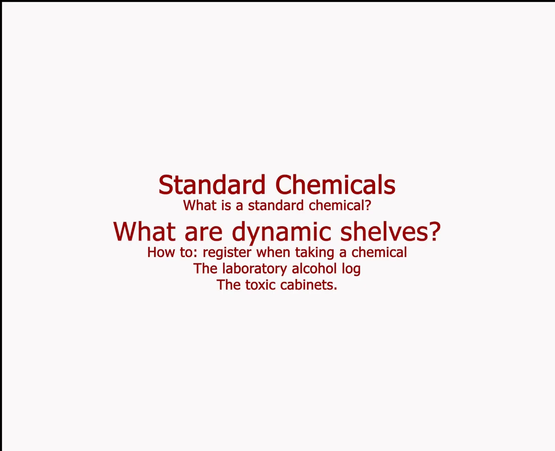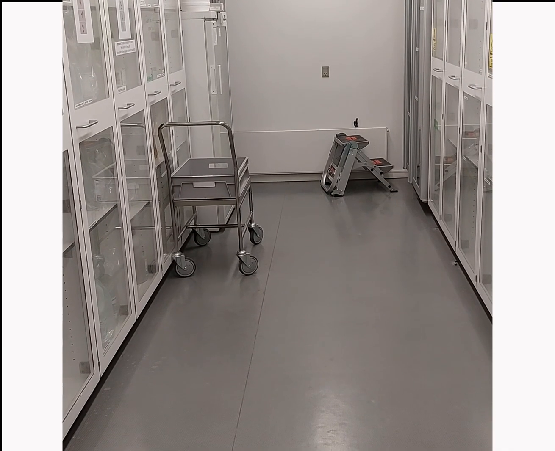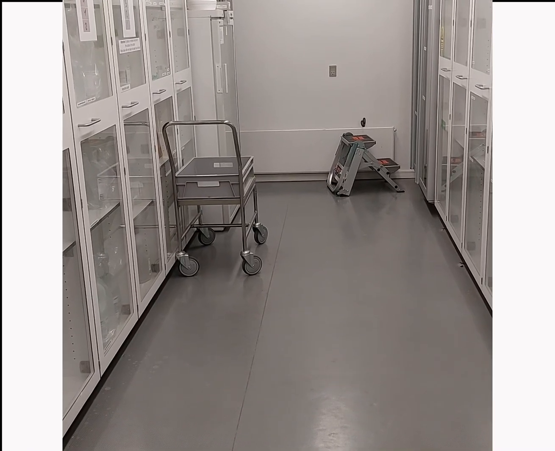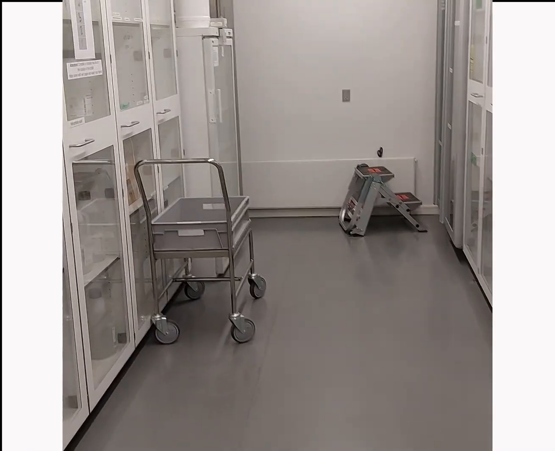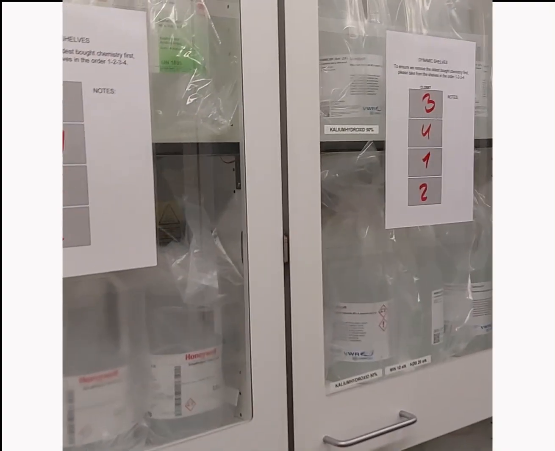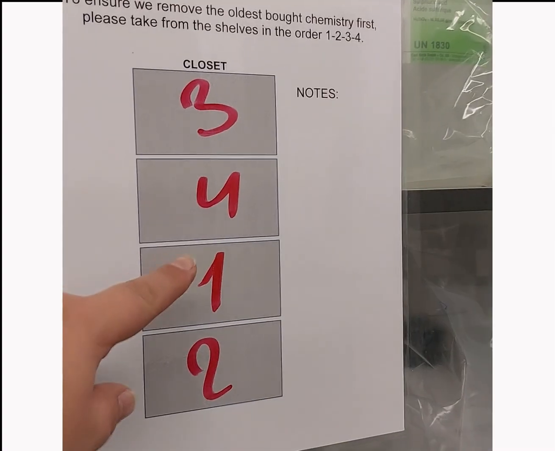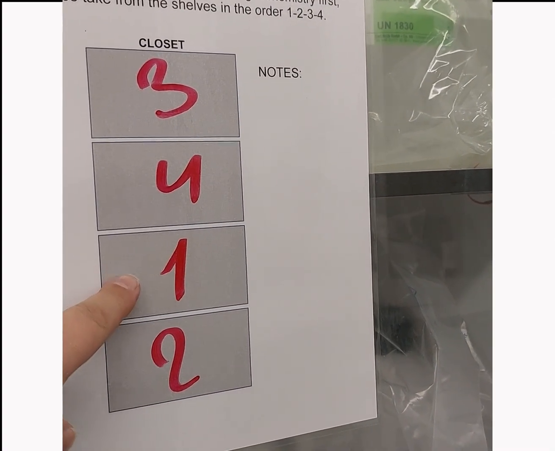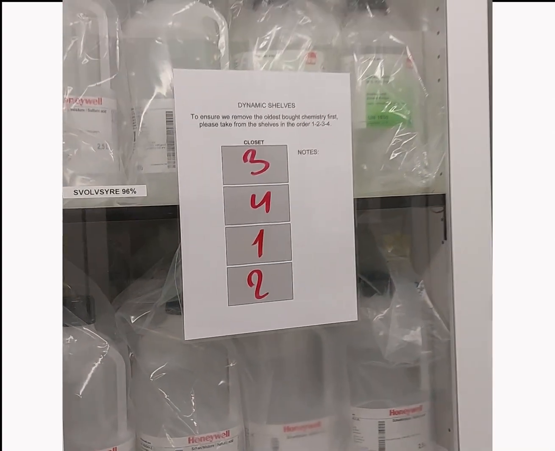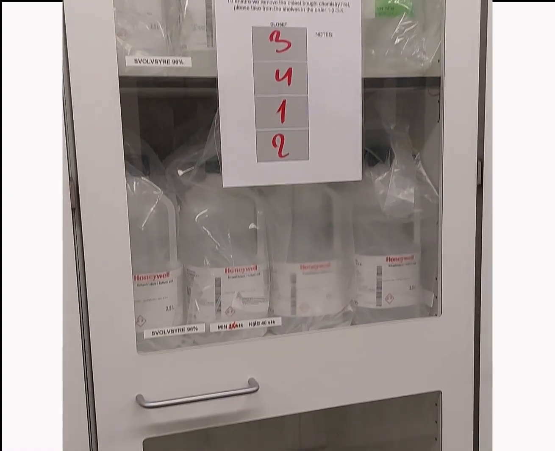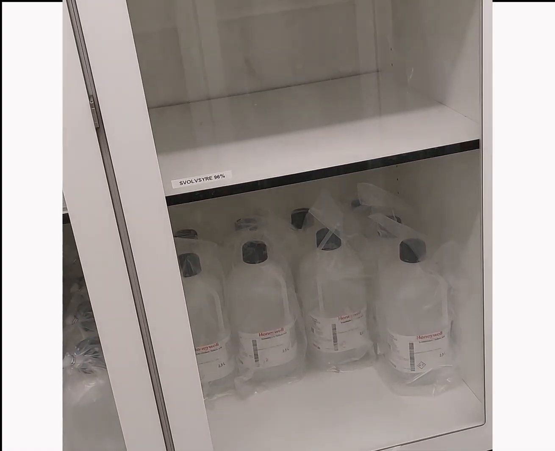What are dynamic shelves? At Nanolab we have many chemicals. Some are very unstable as they are, and some can become very unstable if they pass their expiration date. Dynamic shelves are designed to ensure that chemicals are used in the order they arrive, preventing expired or forgotten chemicals. This follows a first-in, first-out system.